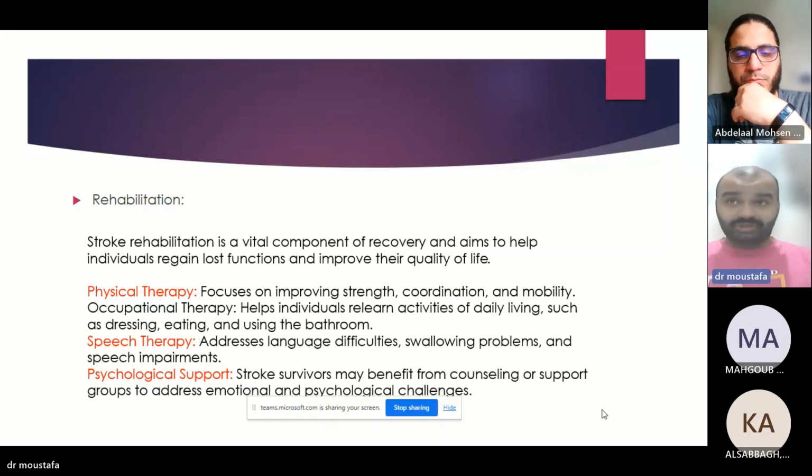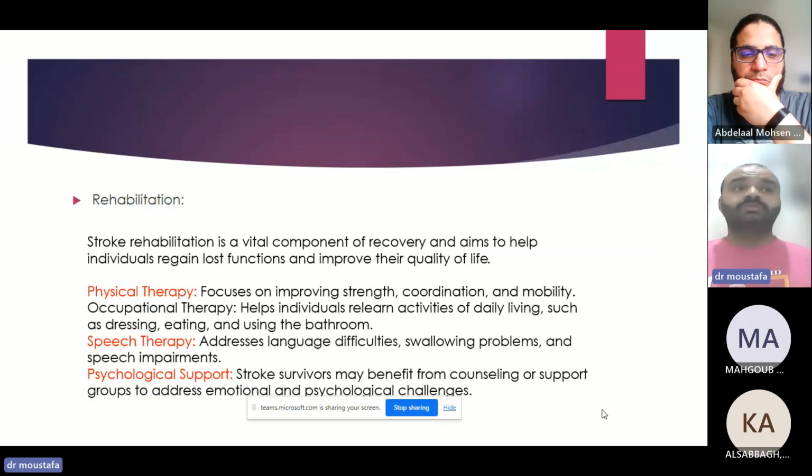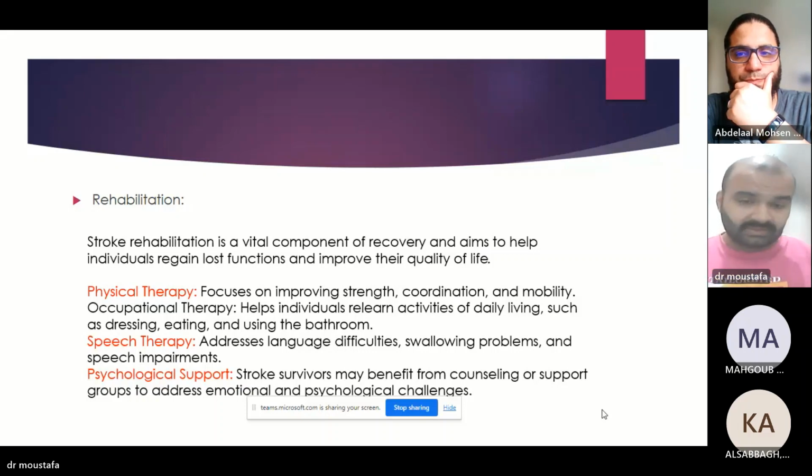Speech therapy: as I said, the patient may become slurred, or even his speech may be incomprehensible. That's why we need to involve the speech therapist. He will address any language difficulties, any swallowing problem, and of course the speech impairment, right? And psychological support: if the patient needs to be referred to a psychologist for support, we will do it. For any counseling, group therapy, behavioral therapy, CBT, anything, we will involve the psychologist. So this is rehabilitation.